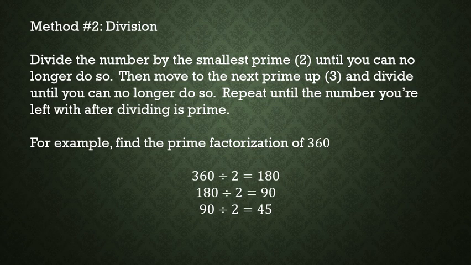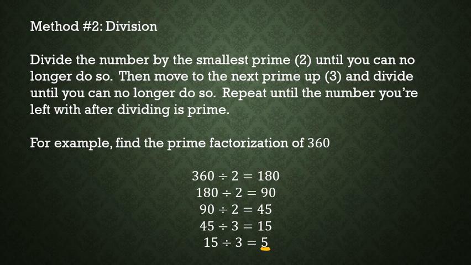I can divide 45 by 3, and that gets me 15. I can divide 15 by 3, and that gets me 5. And I look at this number here that I have left over, and I realize that this is a prime number. This was on my list of the first 10 primes. So I know that I have to stop here.